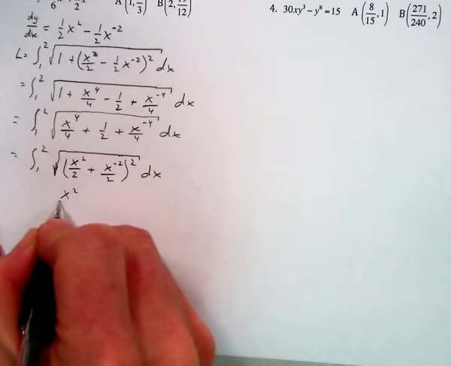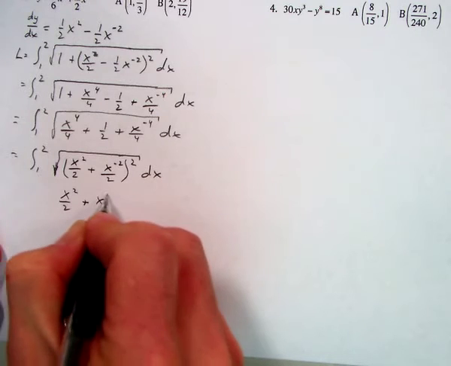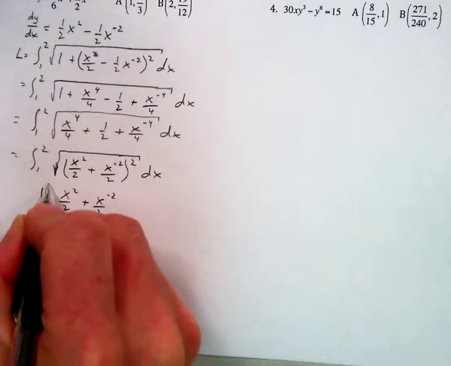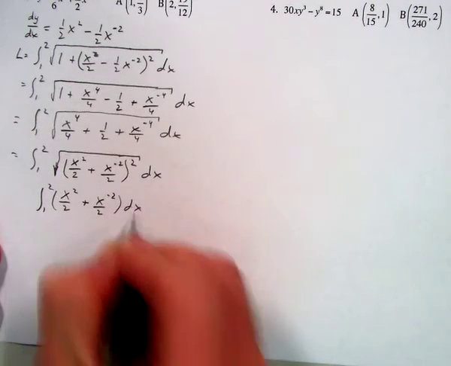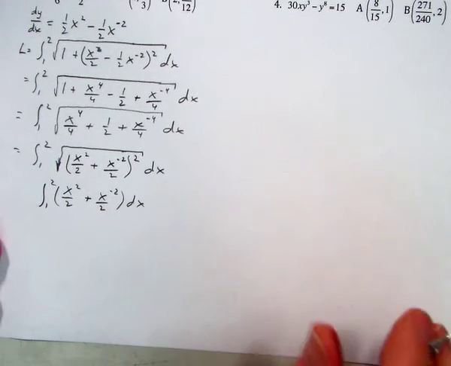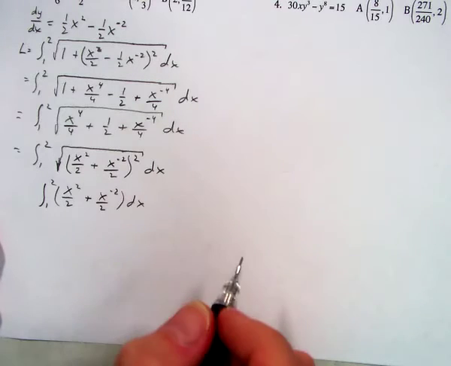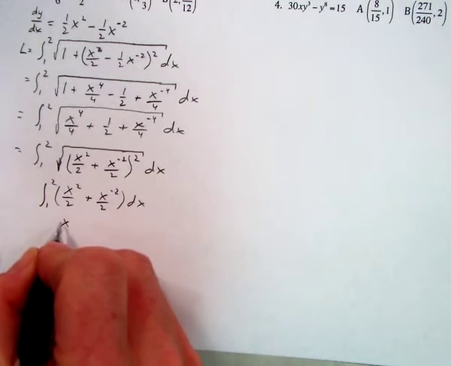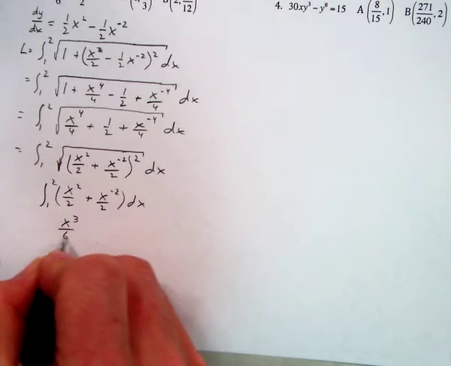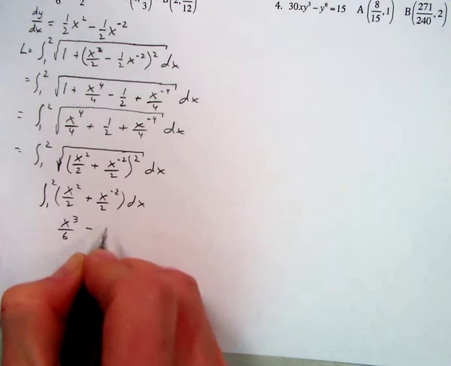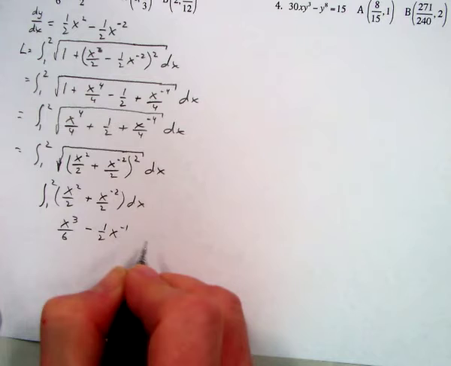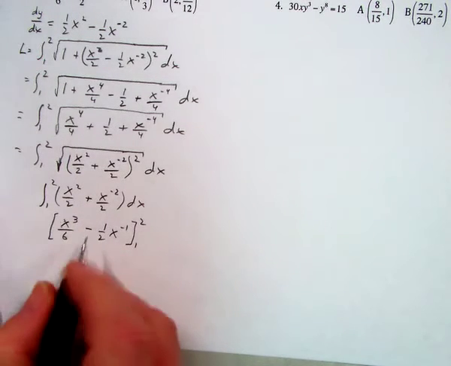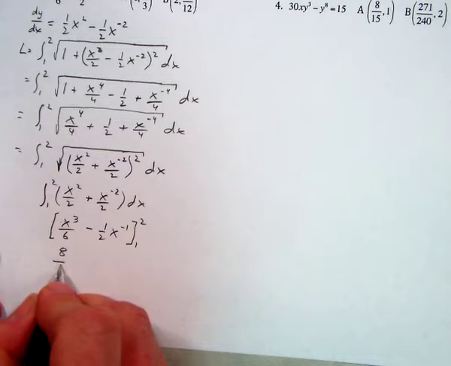The square root of the square will give us the absolute value, but this is positive. We could take a look at the graph, take a look at the values. It is positive on that interval. So we have from 1 to 2 of x squared over 2 plus x to the negative 2 over 2, and now we can go ahead and integrate. So this would end up being x cubed over 6 minus 1/2 x to the negative 1 from 1 to 2.